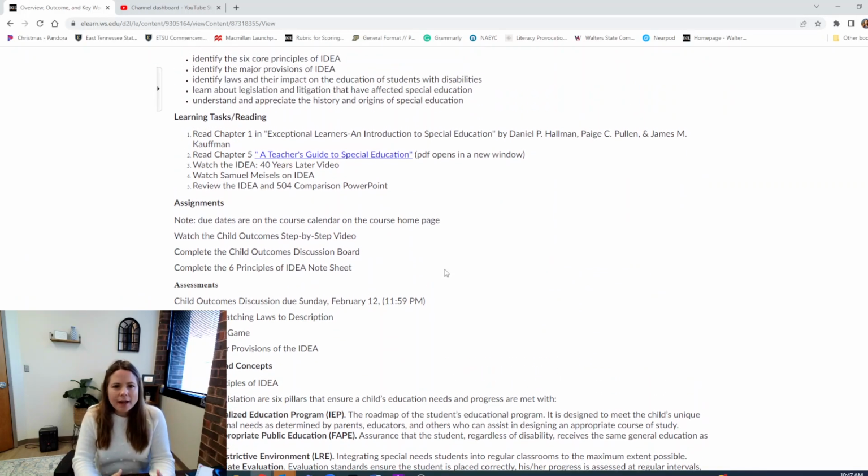As always, you have some learning tasks in reading. So you're going to be reading out of both textbooks. You'll be reading out of the Exceptional Learners textbook. You're going to read chapter 1. And then I also want you to read chapter 5 in A Teacher's Guide to Special Education. I went ahead and put the link here. When you click on it, it'll open a new window, and you're just going to be reading chapter 5. You're also going to be watching some videos about IDEA. They're really short and talk a little bit more about it. And then you're going to have a chance to review and compare IDEA with 504 and their differences.